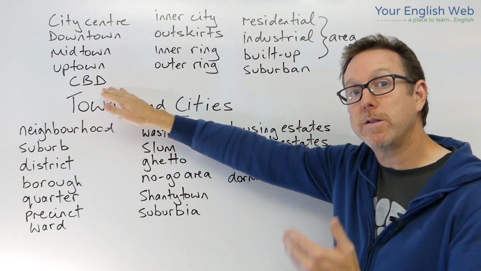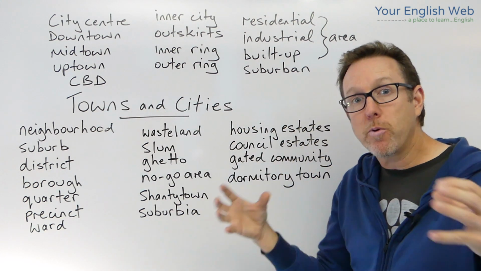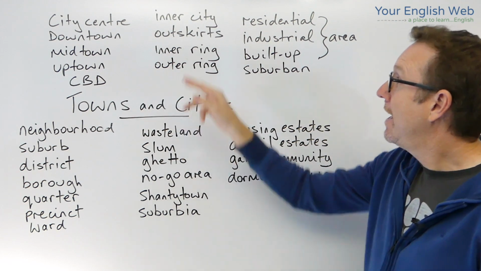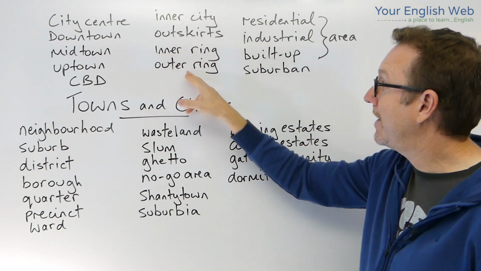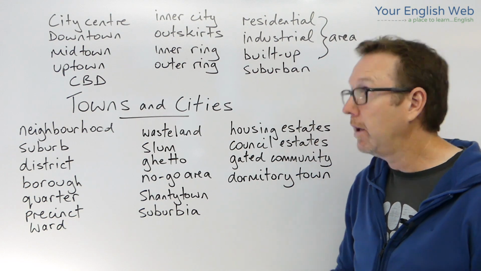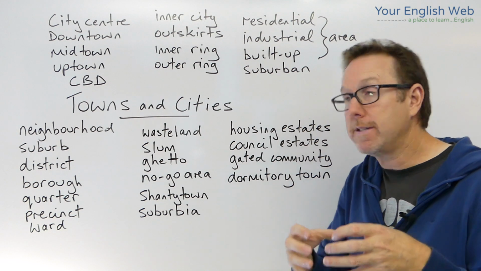CBD, Central Business District, as I said, is where all the businesses are, where people come in to work every day. We can also refer to inner city, outskirts, inner ring and outer ring when we're talking about cities and towns as well. The inner city, obviously again, is that centre part of the city.